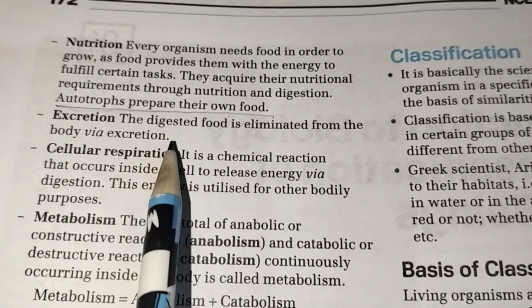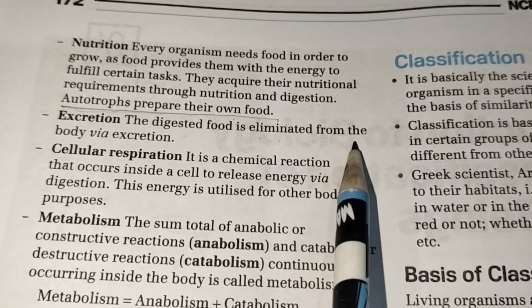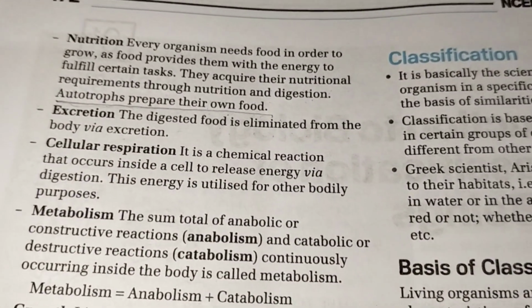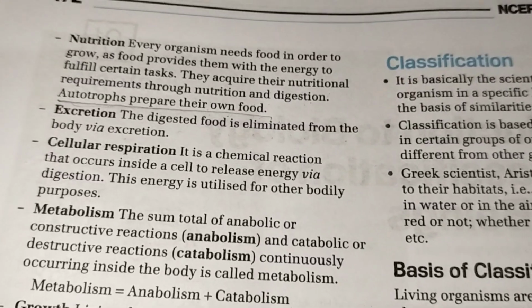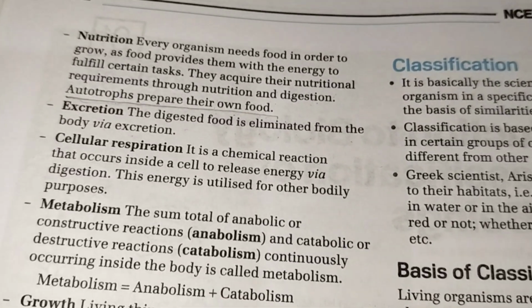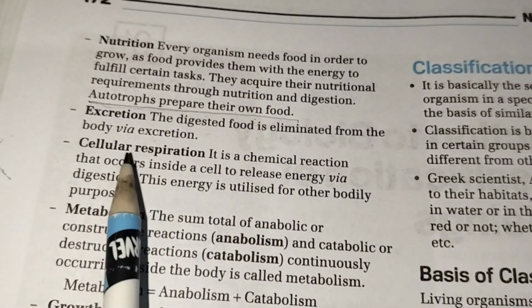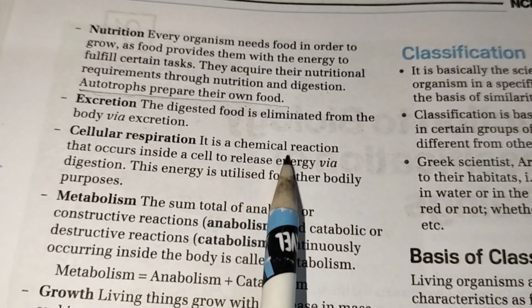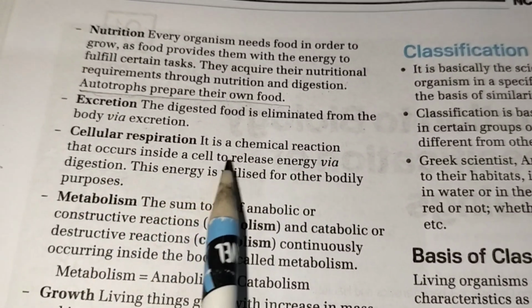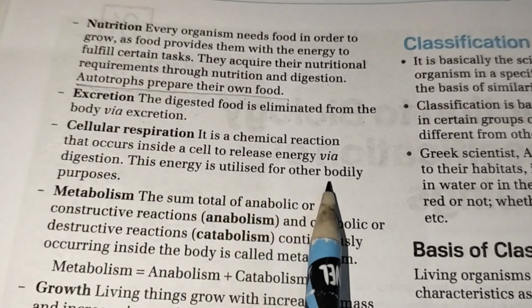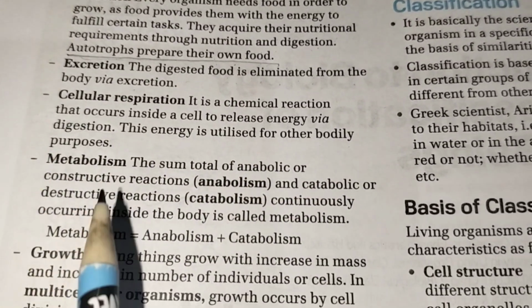What is excretion? The digested food is eliminated from the body via excretion. So there are various steps. First one is ingestion, the way we take food. Next is digestion, then absorption, then assimilation, and the last one is excretion. Cellular respiration is a chemical reaction that occurs inside a cell to release energy via digestion. This energy is utilized for other bodily purposes.